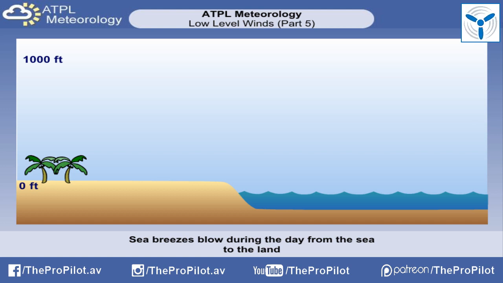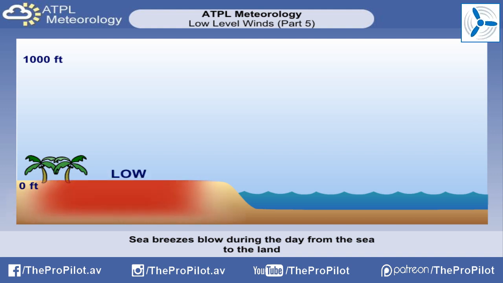The diagram shows a cross-section of the land and sea along a coast during the day. The land will heat up faster than the sea, and will therefore be warmer. As a result, there will be warmer, less dense air above the land surface than above the surface of the sea. This will cause a localized reduction in pressure, and air will start to be drawn in from over the sea. This air will be heated and start to rise.